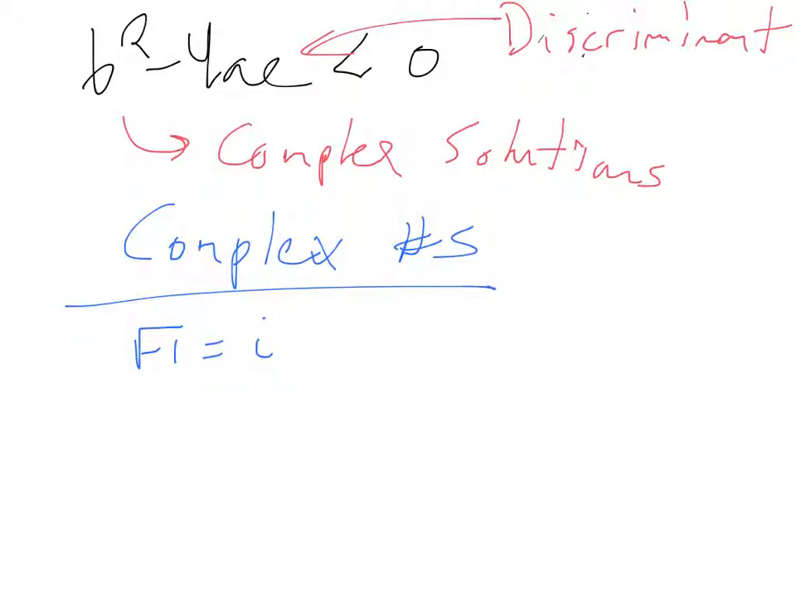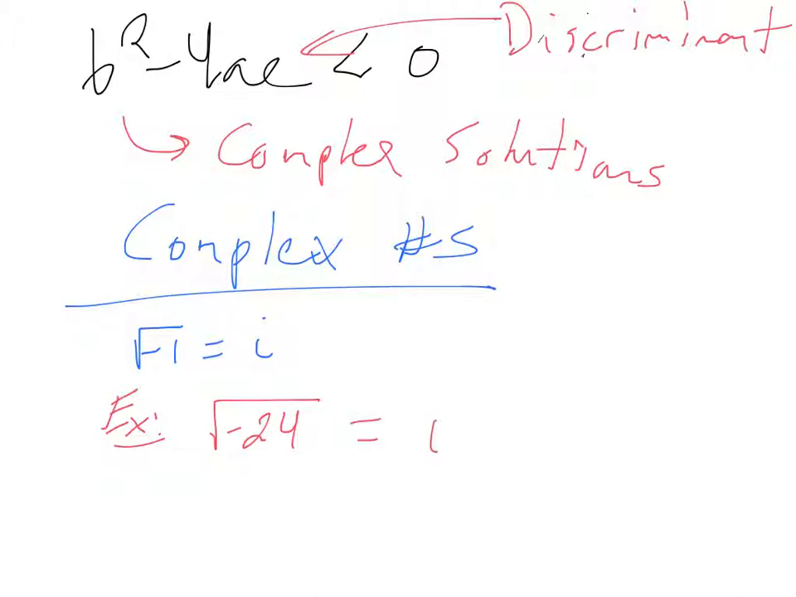So, for instance, if I had the square root of negative 24, and I wanted to write that in terms of i, and also I'd like to fully reduce my square root. So, first of all, what do I do about that negative in front of the 24 immediately?